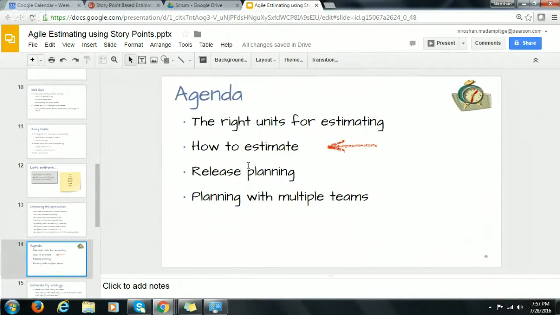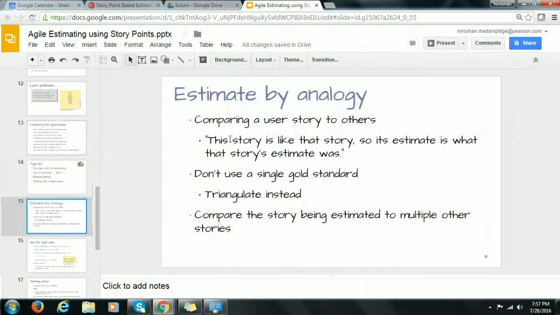We have been talking about different units. Now let's go into the next topic. There are different techniques that we can use in estimating. There's one technique called estimate by analogy. Comparing a user story to others: the story is like other stories, so its estimate is what that story's estimate was. General advice given by the experts in the Agile industry is to never use a single gold standard. That essentially means you can't simply say this is the only way of estimating.